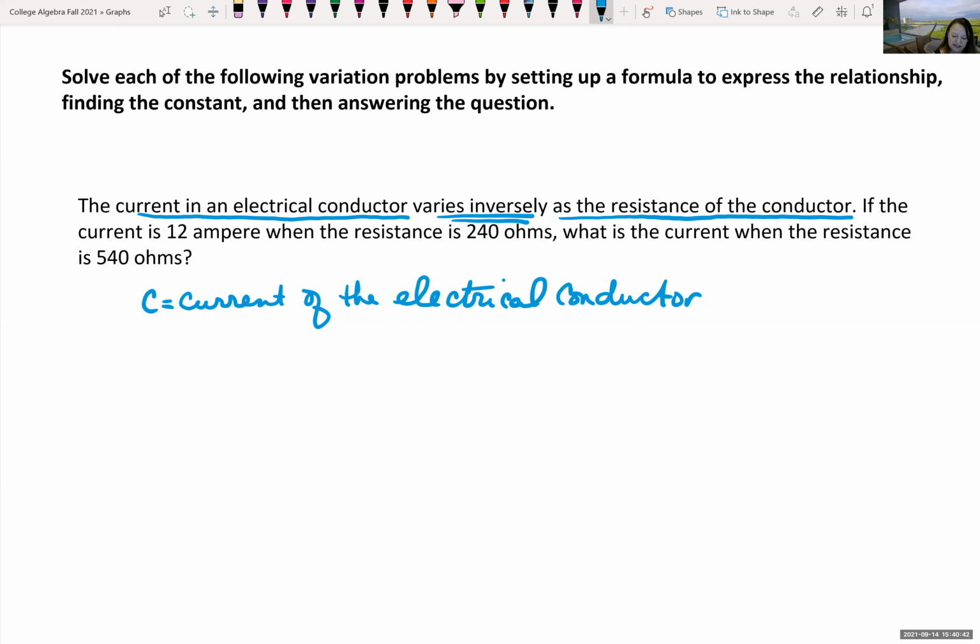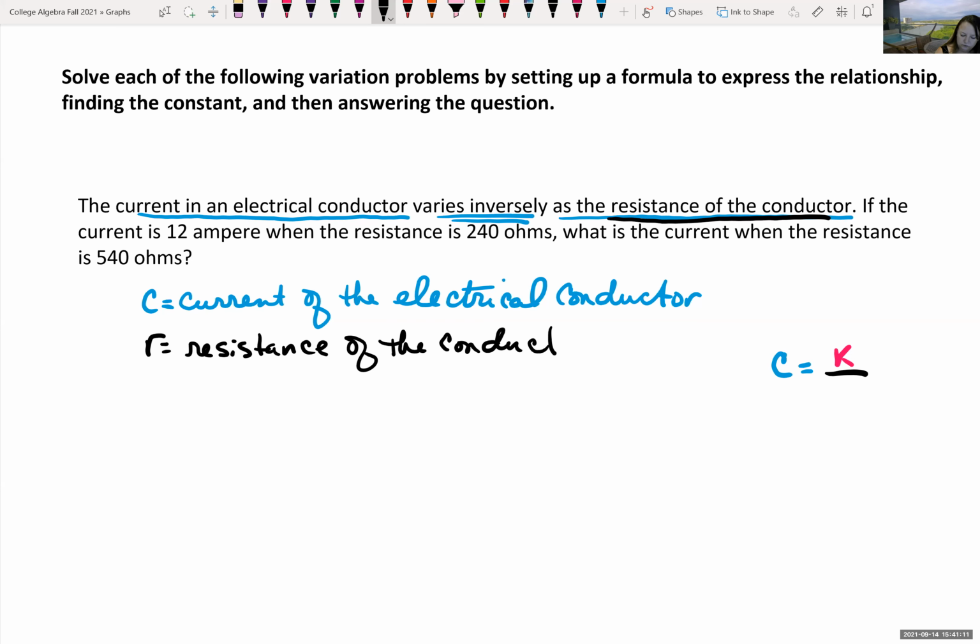So right now we know that C varies inversely. So C is equal to K all over the resistance of the conductor. So maybe let R equal the resistance of the conductor. So C is equal to K all over R. Okay, so we set up our equation.